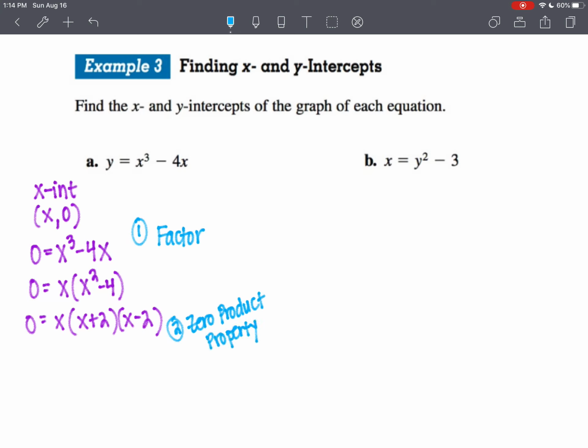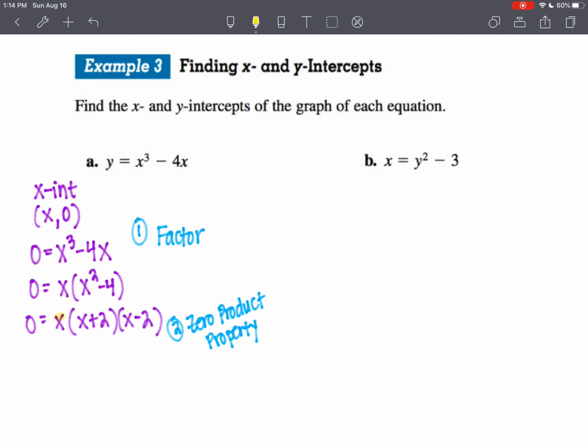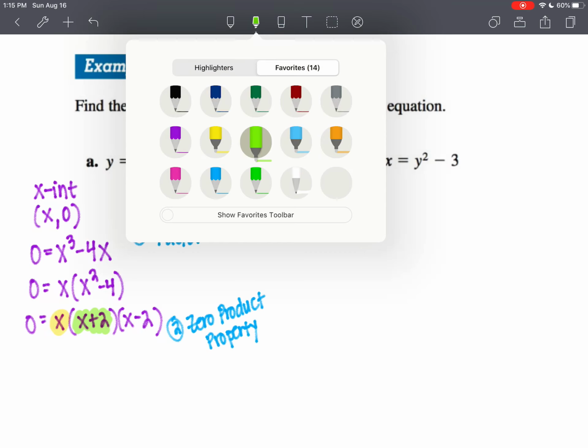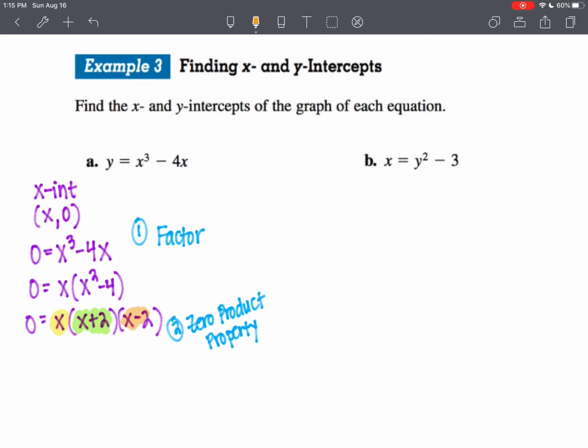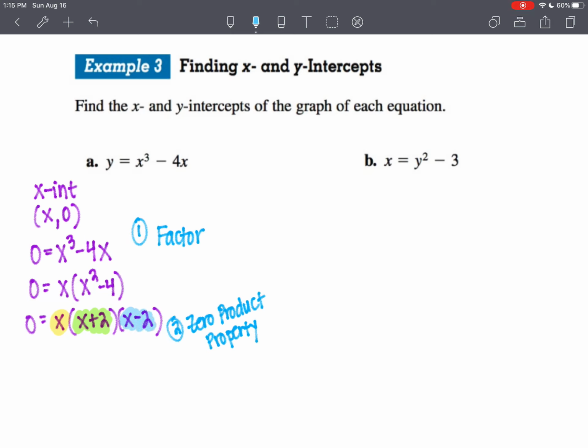So we go back to our purple pencil. I highlight each variable factor. I don't have time to write this down, but you have time to pause and say, hey, what did she say? She said each variable factor. So we're going to highlight each variable factor, set it equal to 0. X equals 0, x plus 2 equals 0, and x minus 2 equals 0. Therefore, my x-intercepts are 0, negative 2, and positive 2.